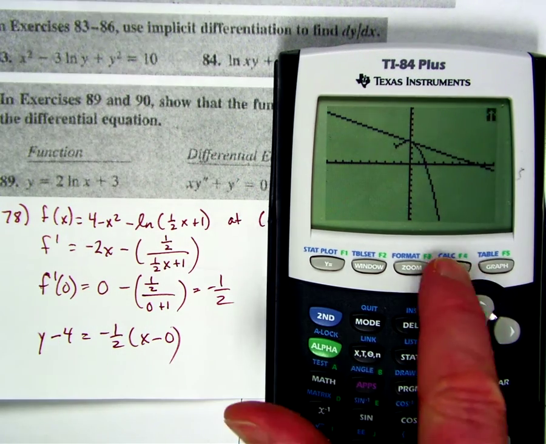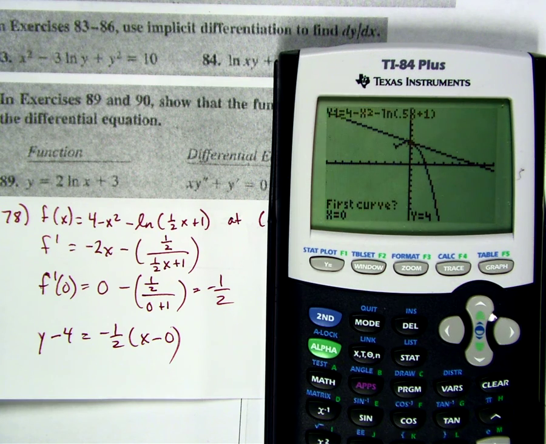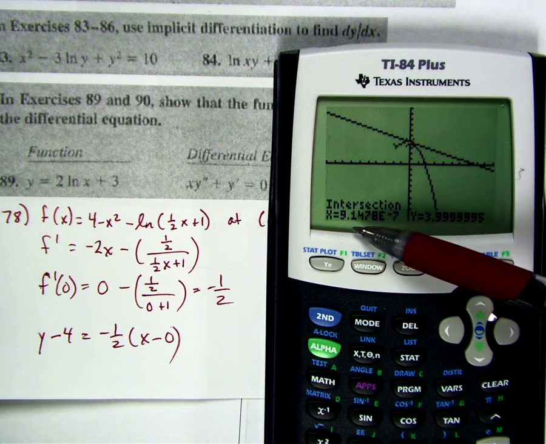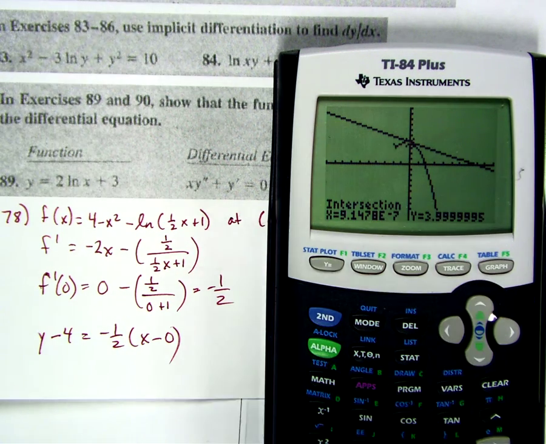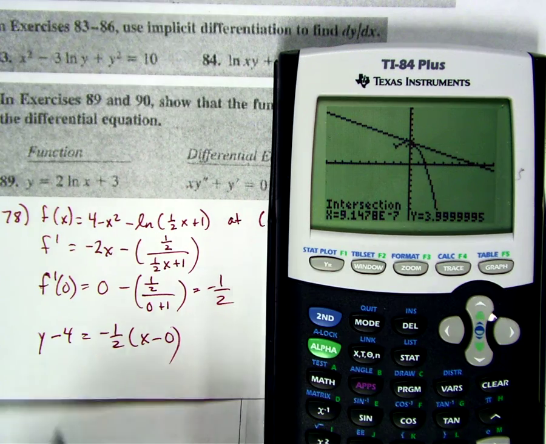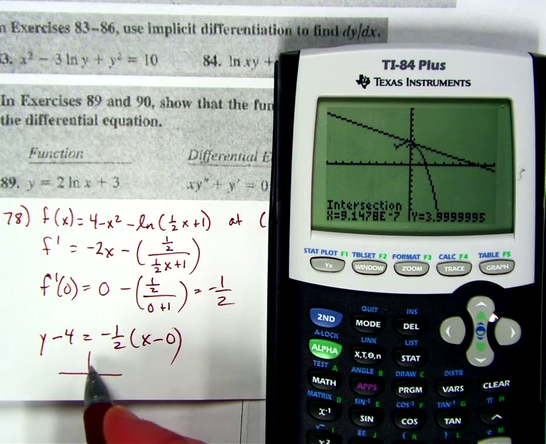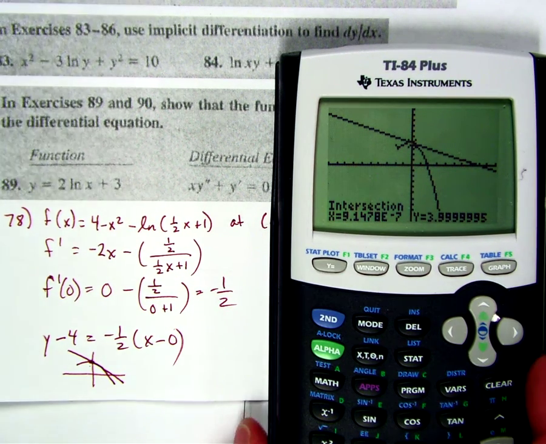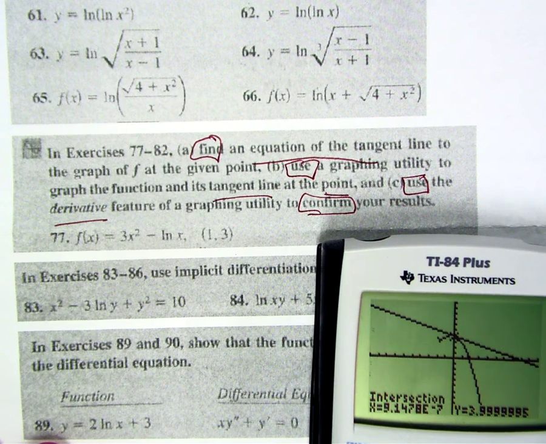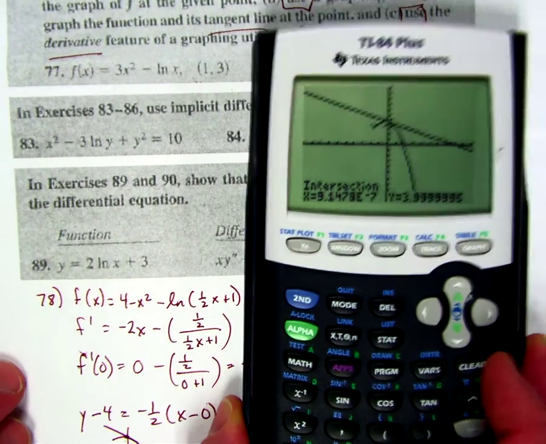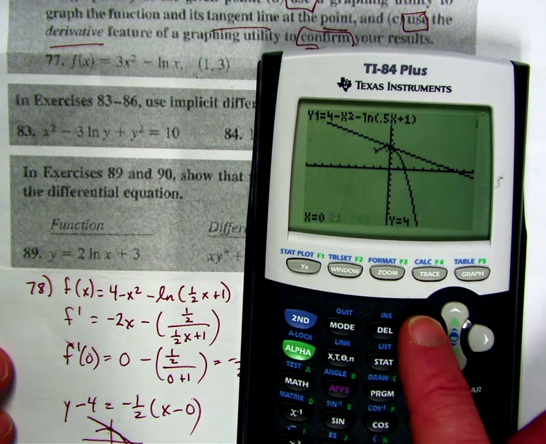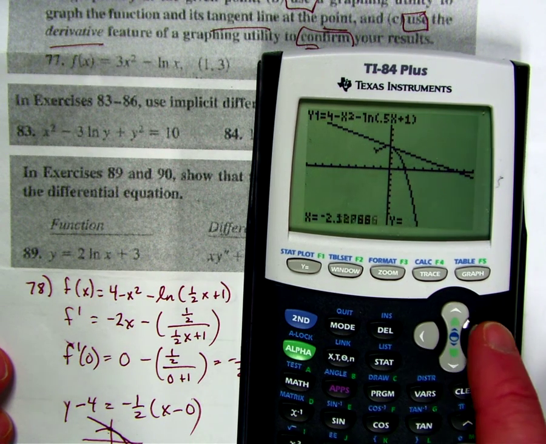Now when I graph this, we should be able to calculate the intersection of my two functions, and I get 0, 4. So if I go to calculate intersection, enter, make a guess. So that's 0, 4. So we verified the function. If you were showing evidence, you would make a sketch of that function and the tangent and make sure you show they intersect at 4. Okay? Next step of the directions say, use the derivative feature of a graphing utility to confirm your results.